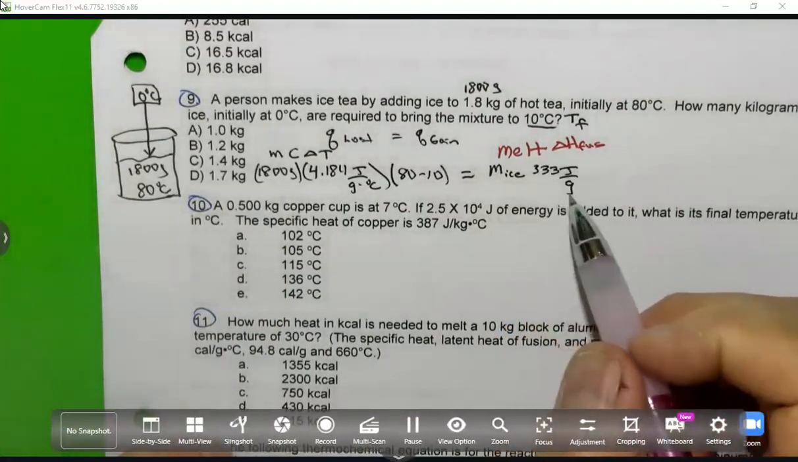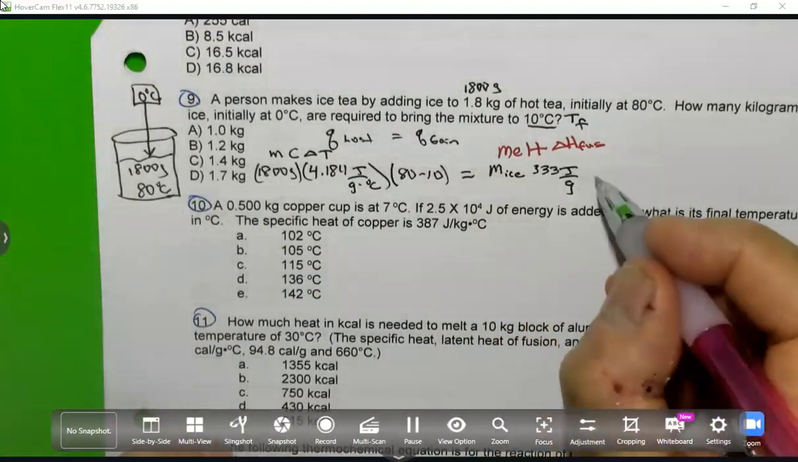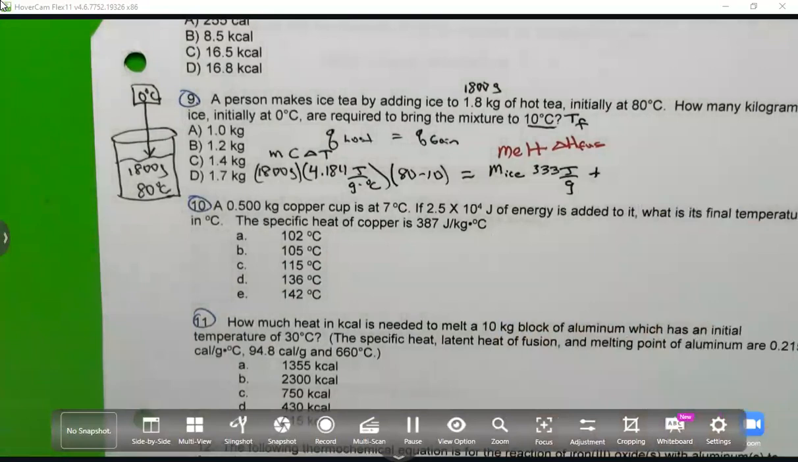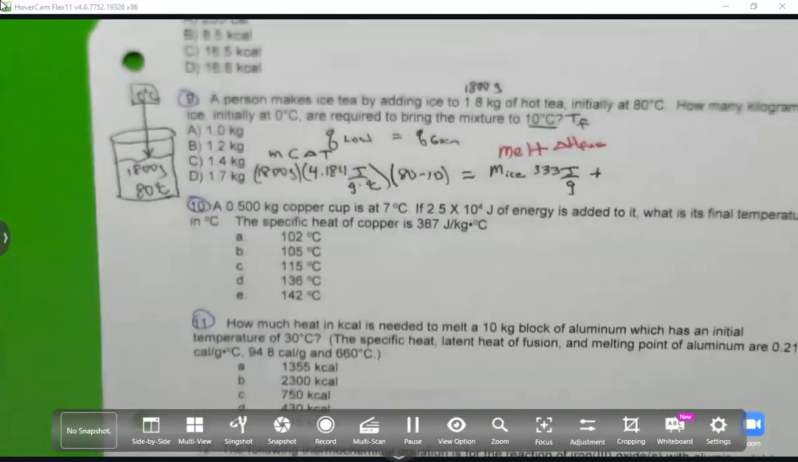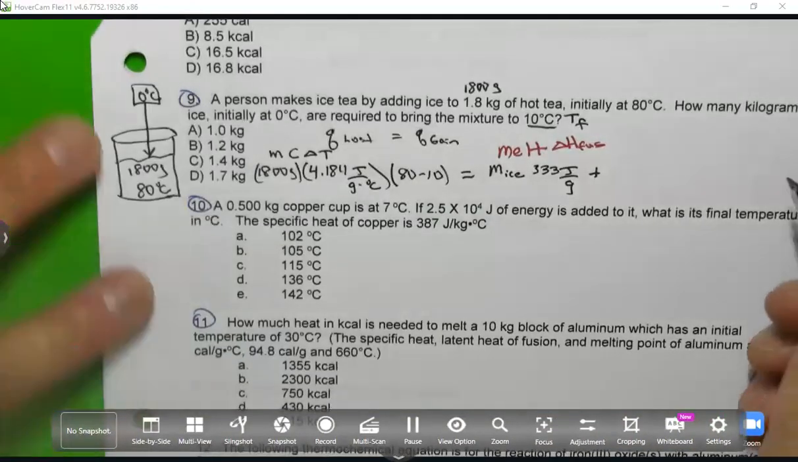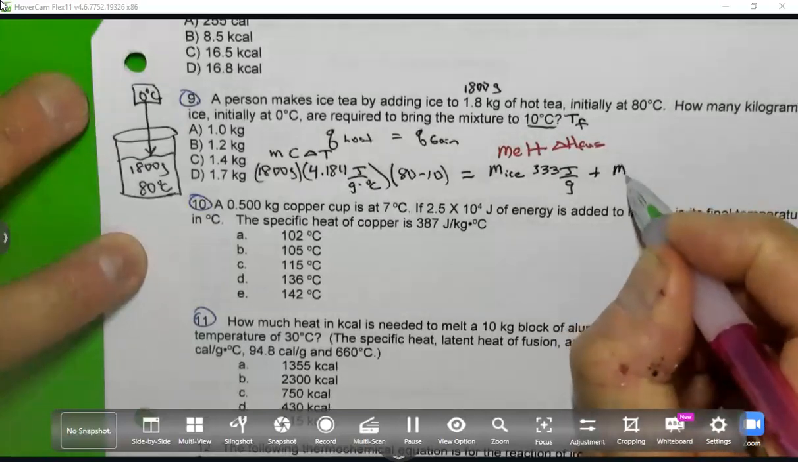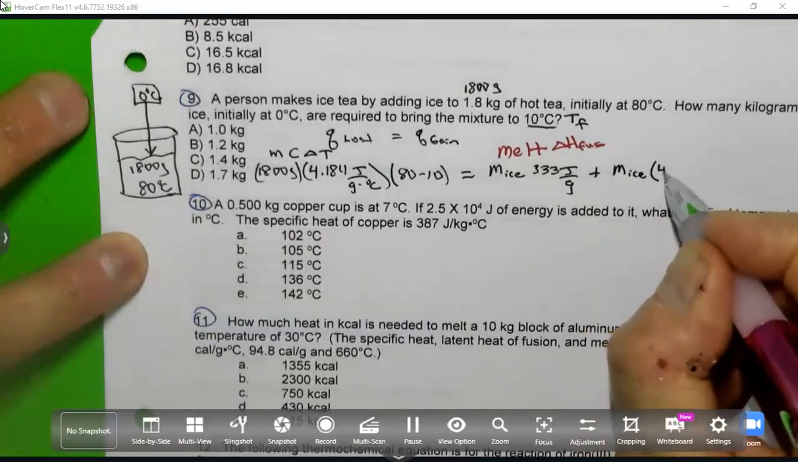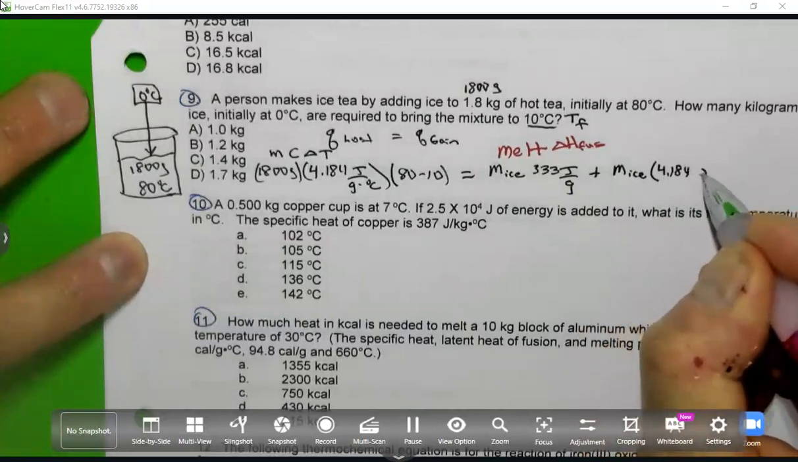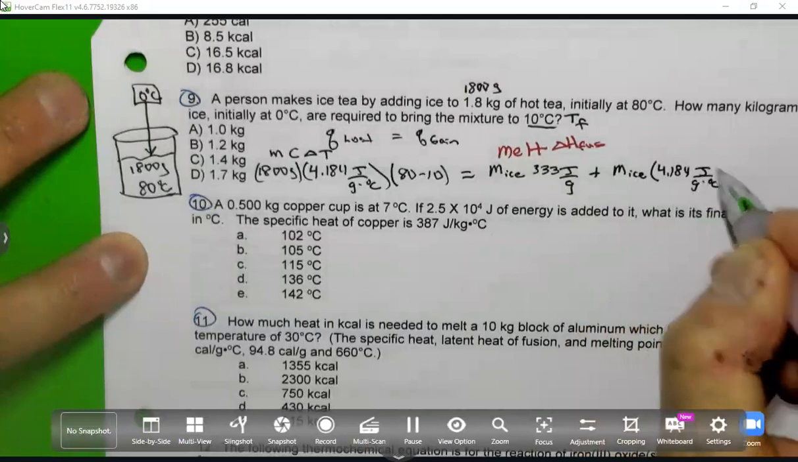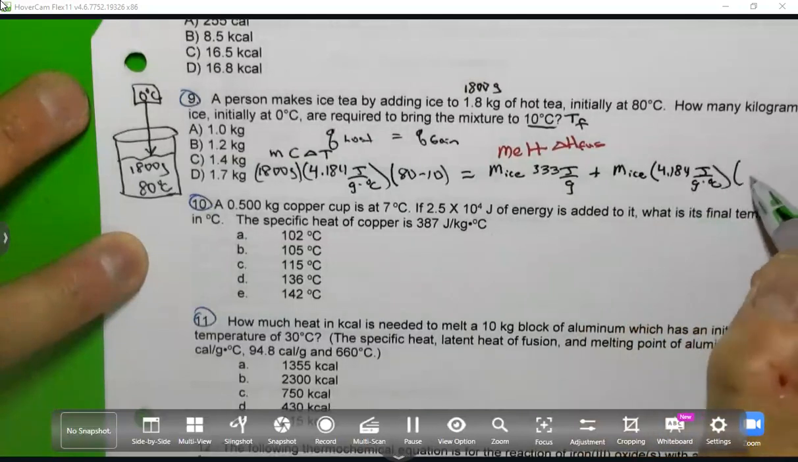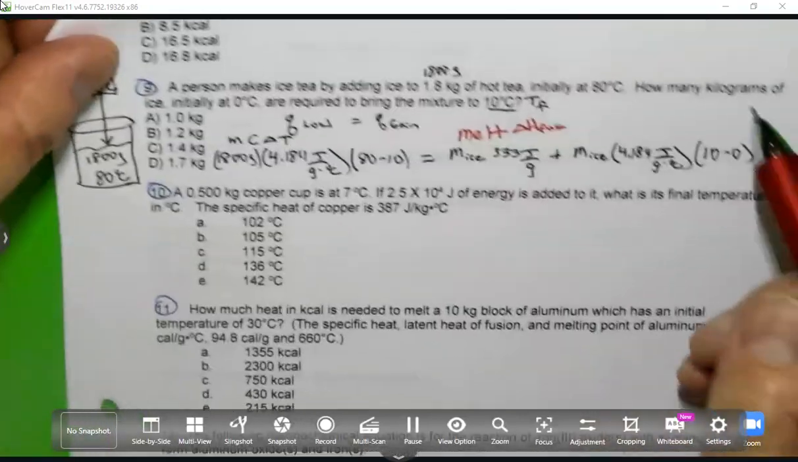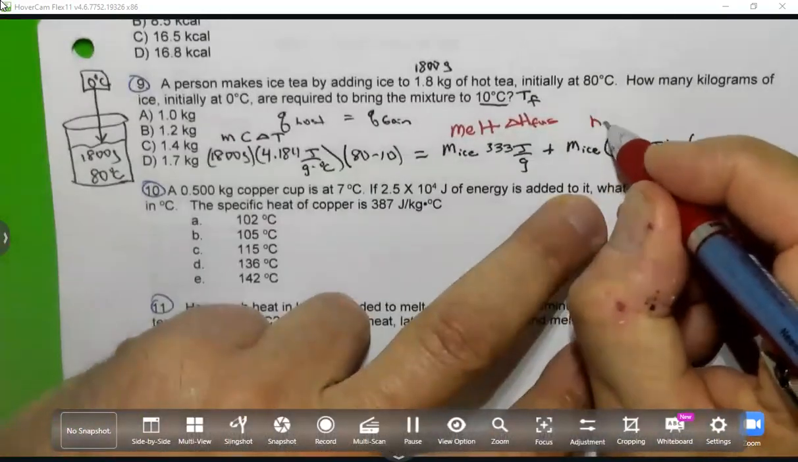Then once this ice is melted, we need to raise it up to 10 degrees because you're going to end up with liquid water there at 10 degrees. So this is going to be my mass of ice, and 4.184 joules per gram degrees Celsius. And this is going to be 10 minus 0. This is to heat your melted ice.